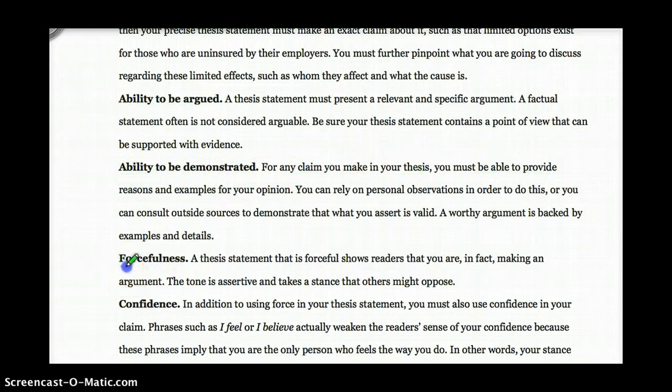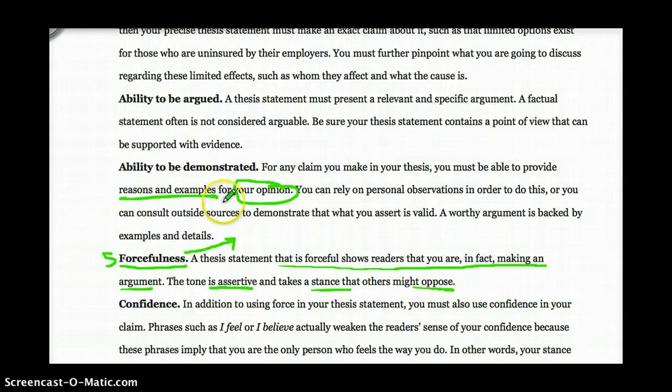Okay, so the next one is forcefulness. This would be number 5. A forceful thesis statement shows readers that you are in fact making an argument. The tone is assertive and takes a stance that others might oppose. Now, forceful doesn't necessarily mean rude or combative, but you want to be firm. You want to have some passion behind the statement that you're making. But again, any statement that you make can't simply be your opinion. It has to be provable.